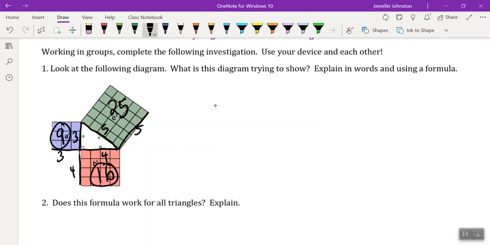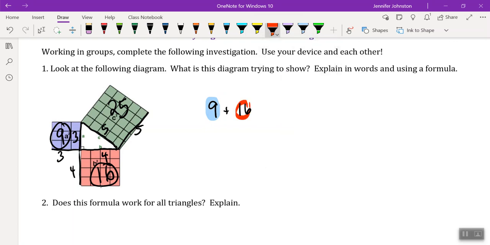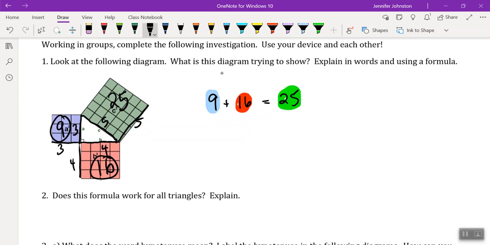From that, hopefully we can see that 9 plus 16, so this blue one plus this orangey-red one, gives us, what's 9 plus 16? Hey, that's 25. That gives us this green one that's right here, showing that the square areas of both of those sides equals the area of the longest side. So that's super important, and that is actually right from a squared plus b squared is equal to c squared. 3 squared plus 4 squared is equal to 5 squared.